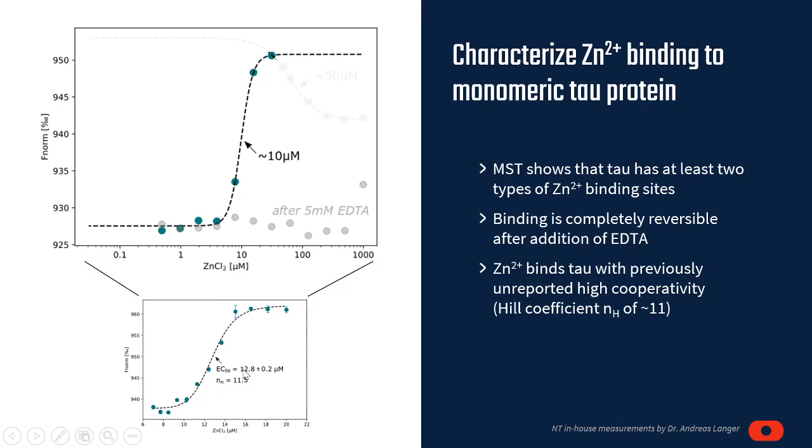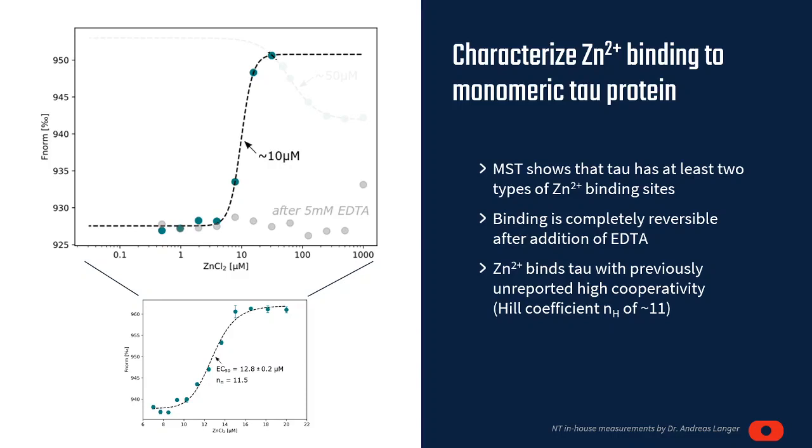That's a really, really high value. So zinc seems to bind tau with an apparently high cooperativity. And that was very surprising to us because, to our best knowledge, this hasn't been reported yet in literature. But there are even more secrets hidden in the data.